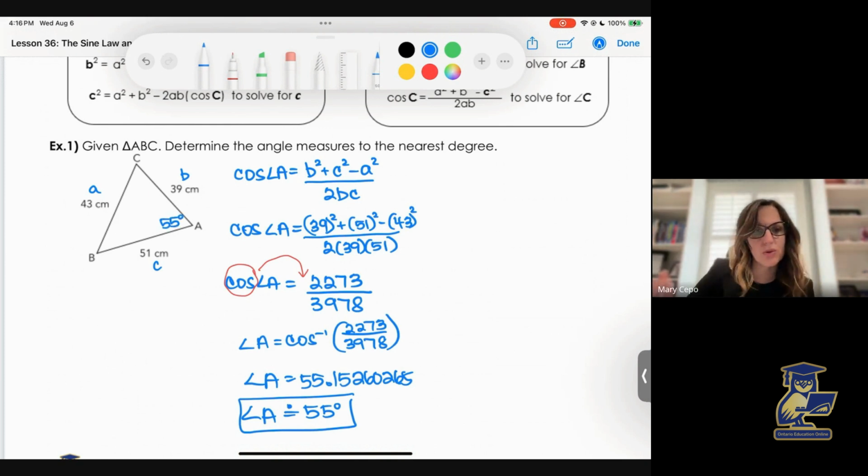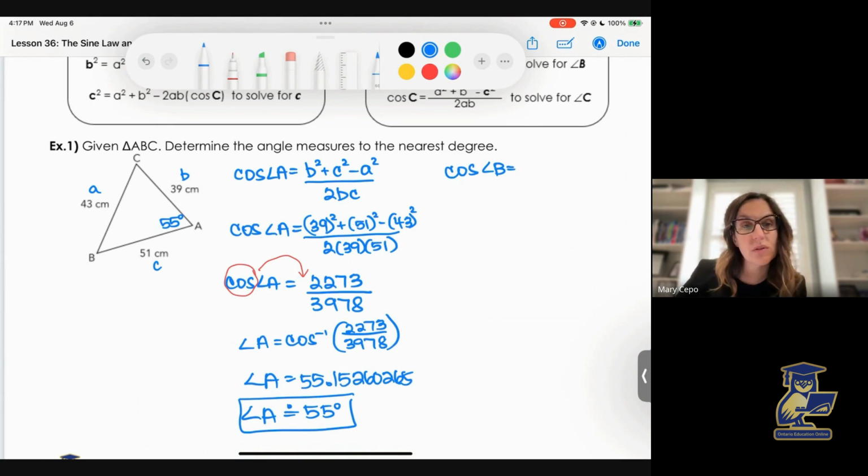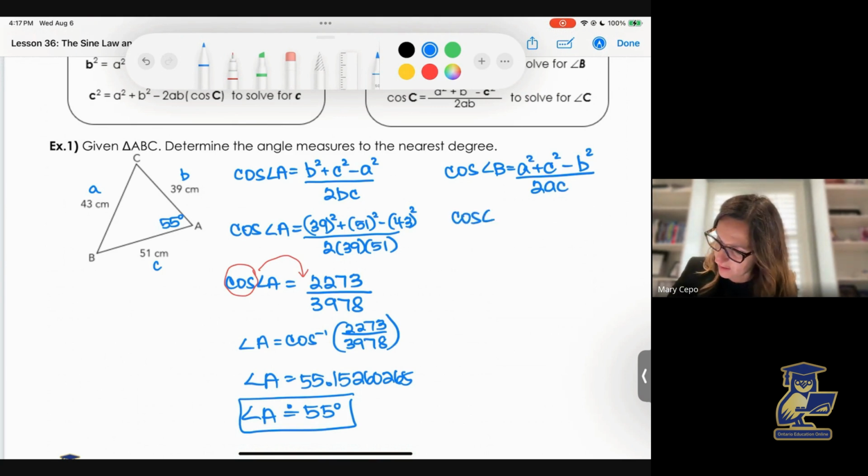Now, again, it doesn't matter which one you choose. We're going to choose B. So we're going to say cosine of angle B would equal, because we're solving for angle B, that means we're going to take a squared plus c squared, and you subtract the side of the angle that you are solving for, so b squared, all over 2ac. So cosine of angle B is equal to a, which is 43 squared, plus c, which is 51 squared, minus b, which is 39 squared, all over 2 times 51 times 43.